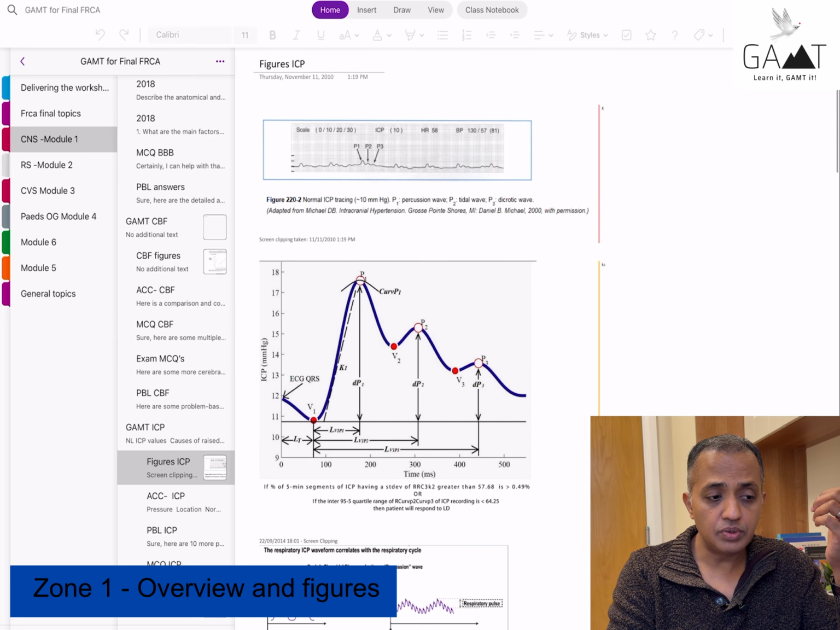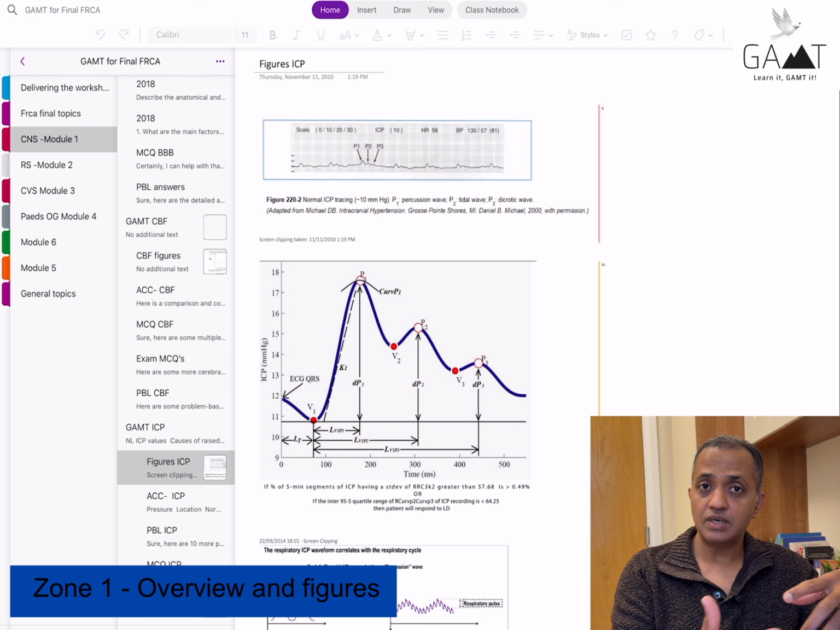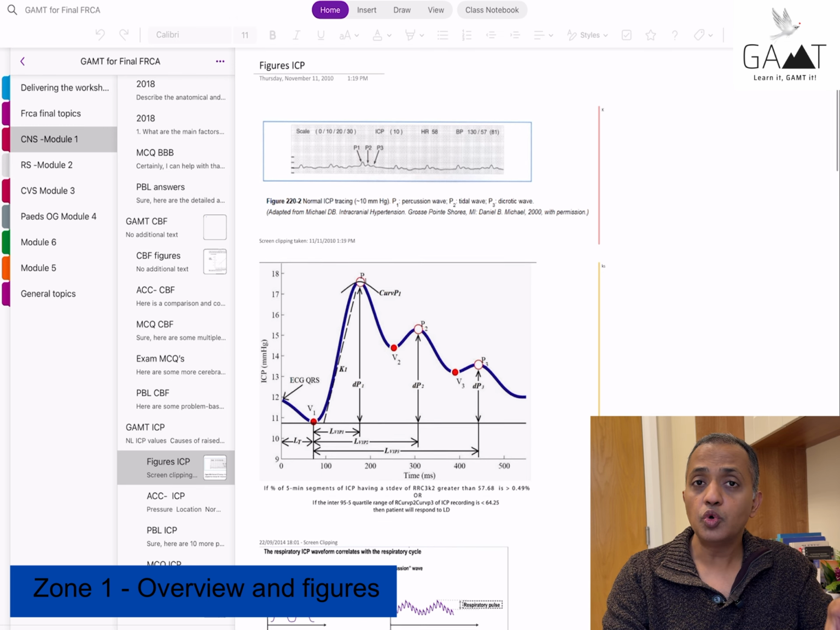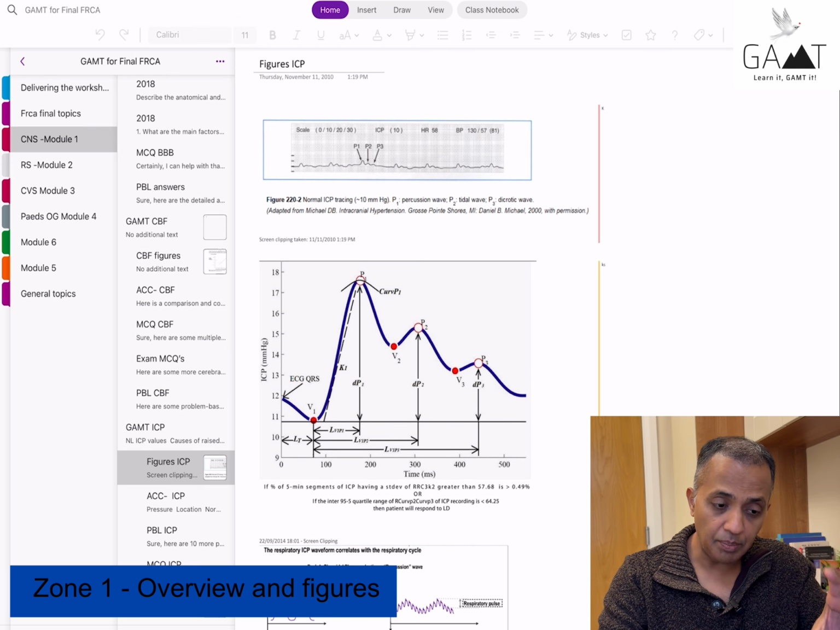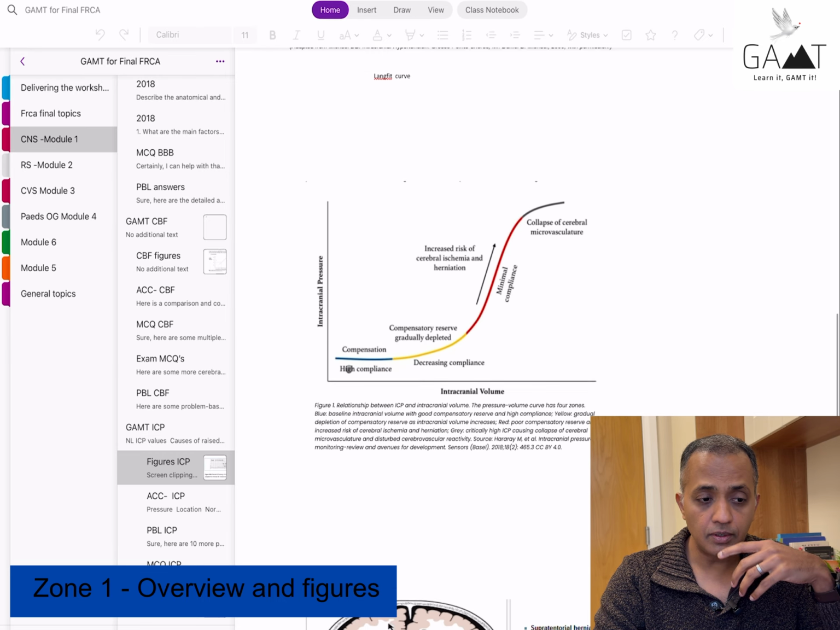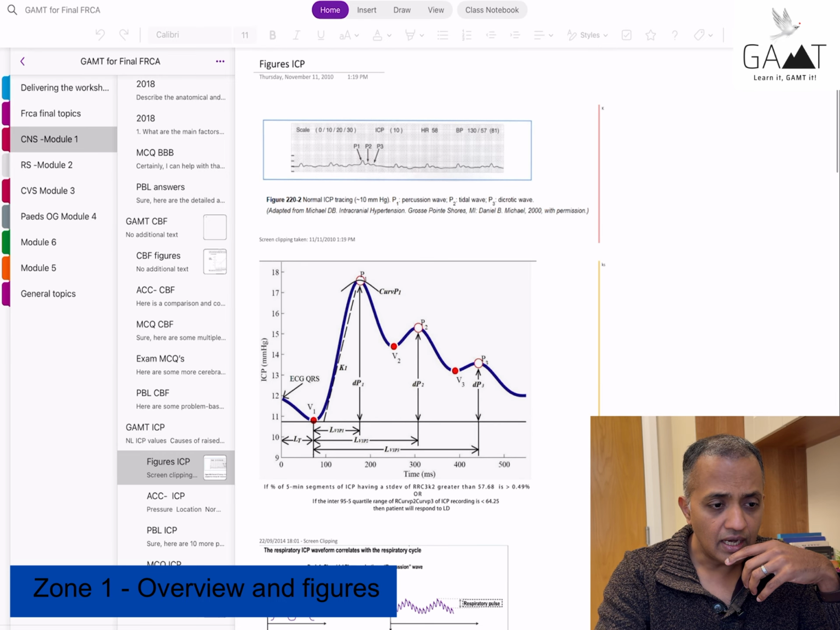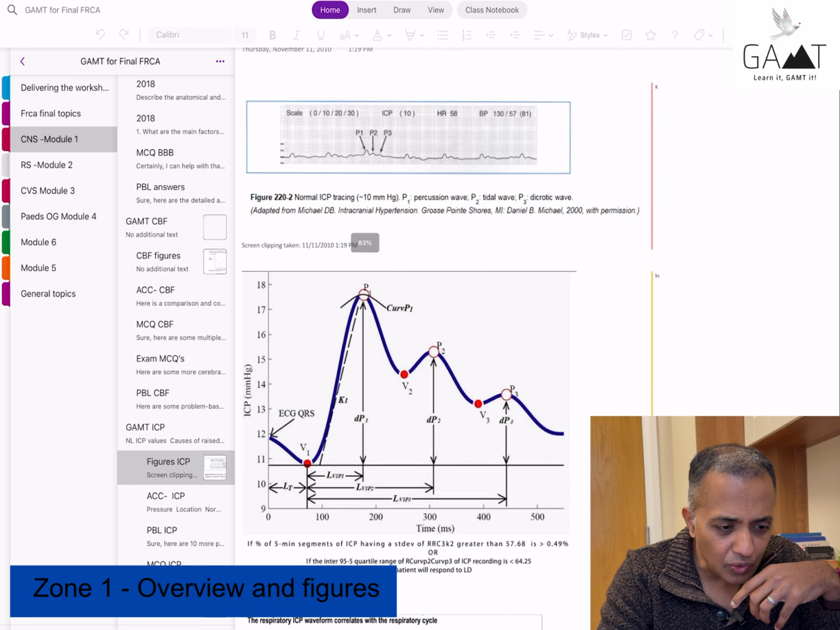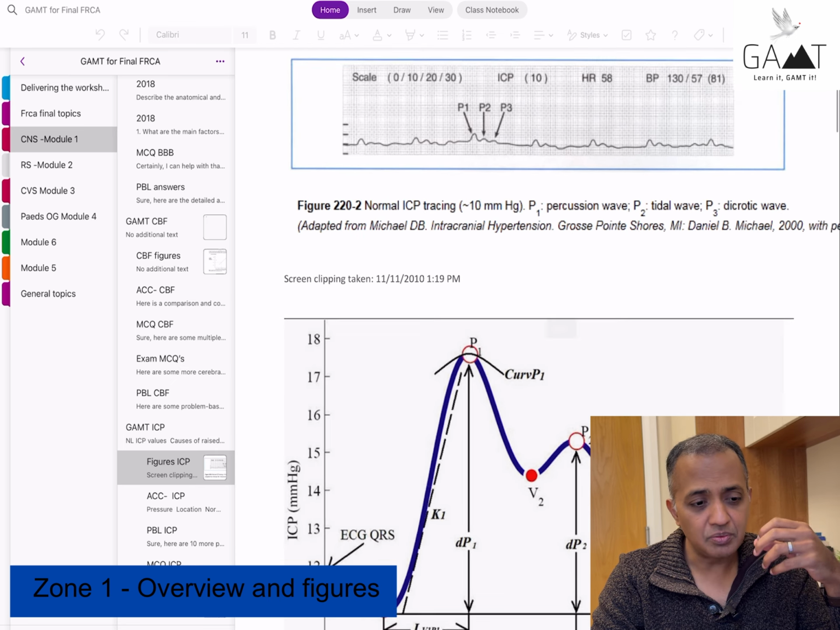I have a notebook here for the CNS module, and I have ICP, and then the second tab in the ICP is what I have called figures. All the figures corresponding to that particular topic, I put in this page. So you have all the figures here that I've stored. This one says 2011. No, it's actually a screen clipping taken on 11/11/2010. Yeah, so a long time ago.